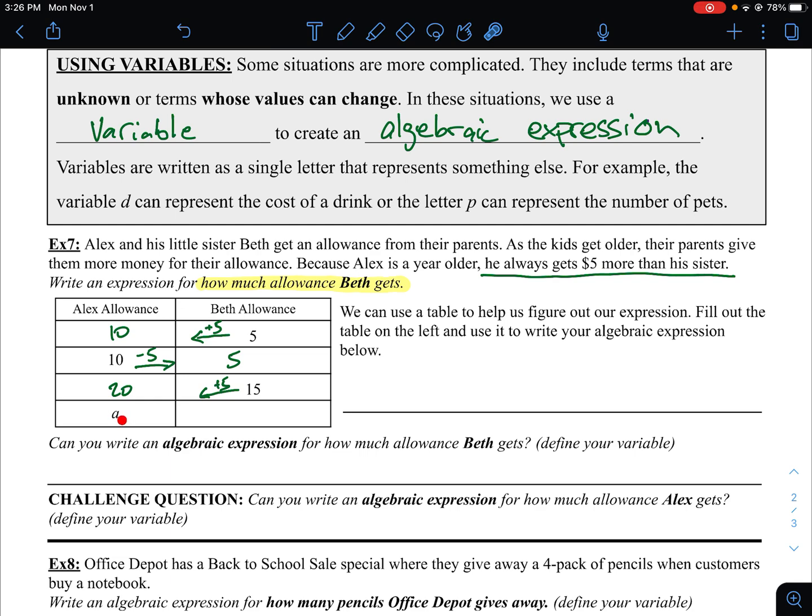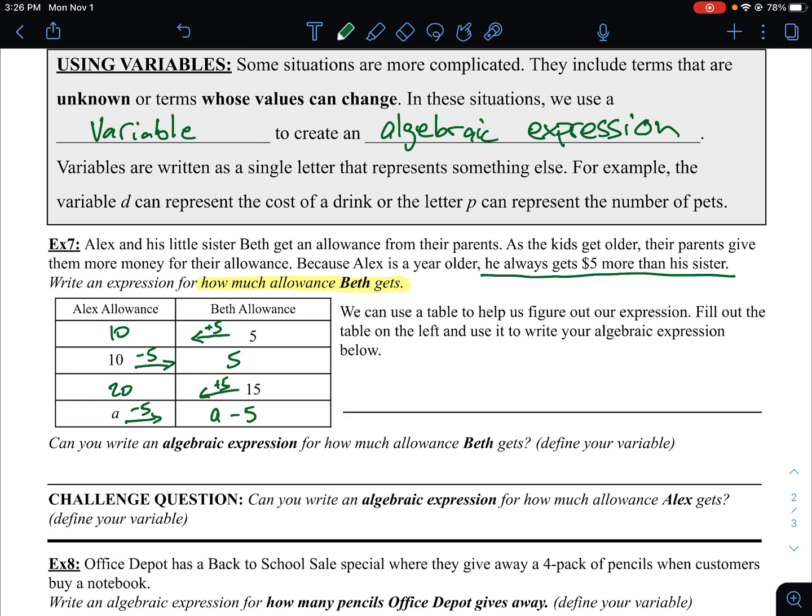What if Alex has an allowance? We don't know what that number is. It could be 10, it could be 20, it could be 100, or 50, or 7. Who knows? What would Beth's allowance be if Alex's allowance is our mystery number A? Well, we don't know what that mystery number is. Like we said, it could be 1,000,000, it could be 1, it could be 5. So how much would Beth get? Well, I guess technically it can't be 1, but we do know that Beth gets $5 less, regardless, because she's younger. So the algebraic expression would be A minus 5.